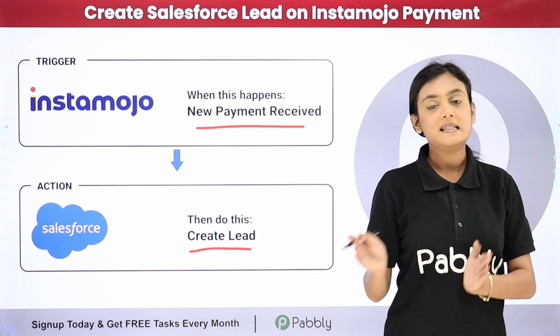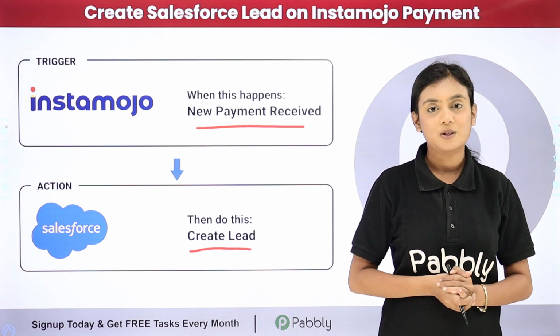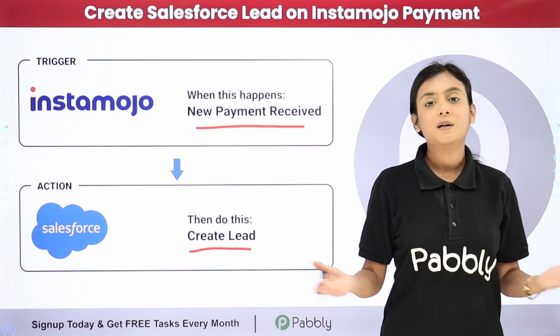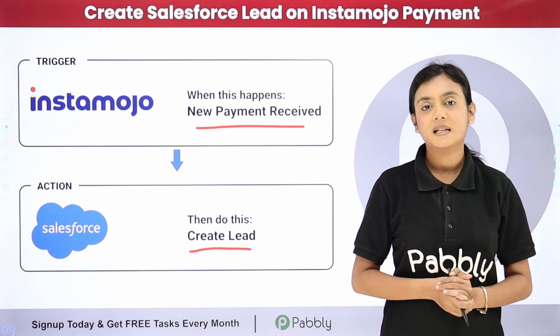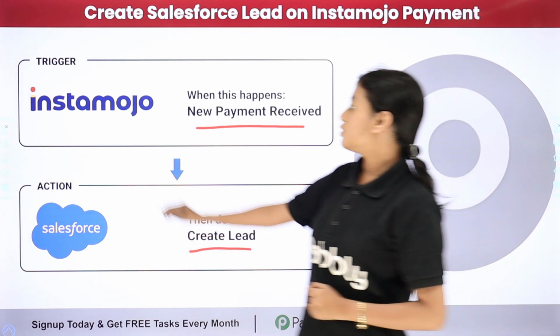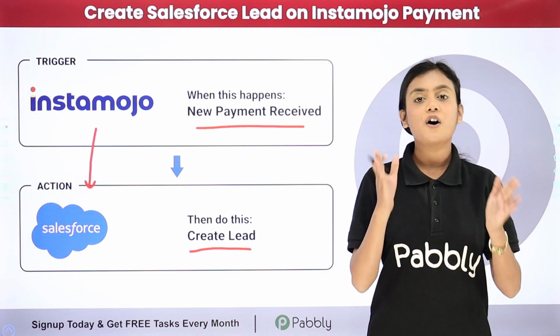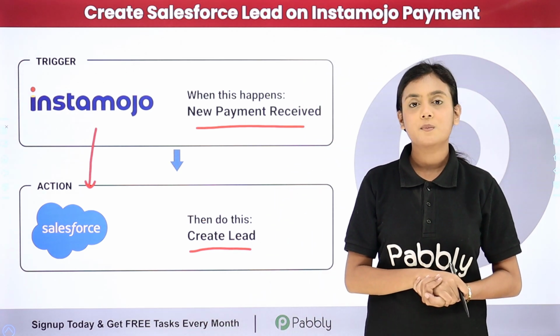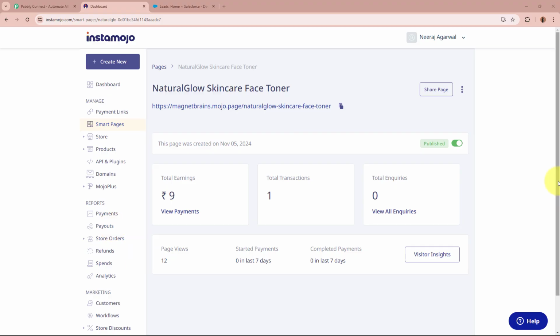Now creating these leads manually after the new payment is done is going to be very time consuming. So what I've done is I've simply automated this entire process with the help of Pabbly Connect, which is an amazing automation and integration software. And in this automation, I'm going to build a connection between Instamojo and Salesforce with the help of it. So if you also want to learn about this automation process step by step, let me take you to my screen. In this video, we're going to learn how to create Salesforce lead on Instamojo payment.